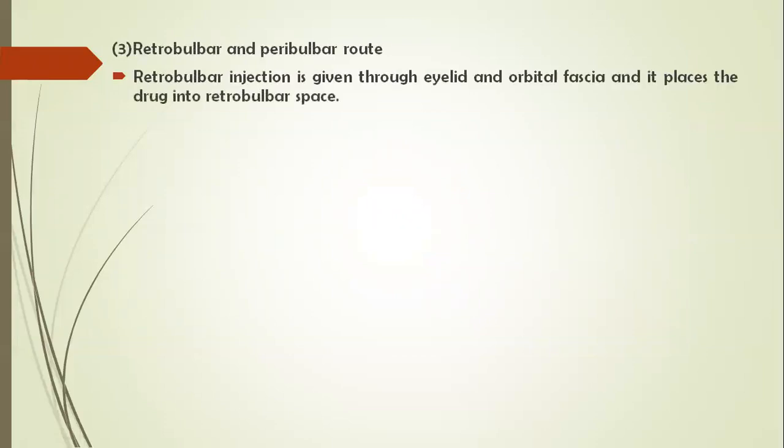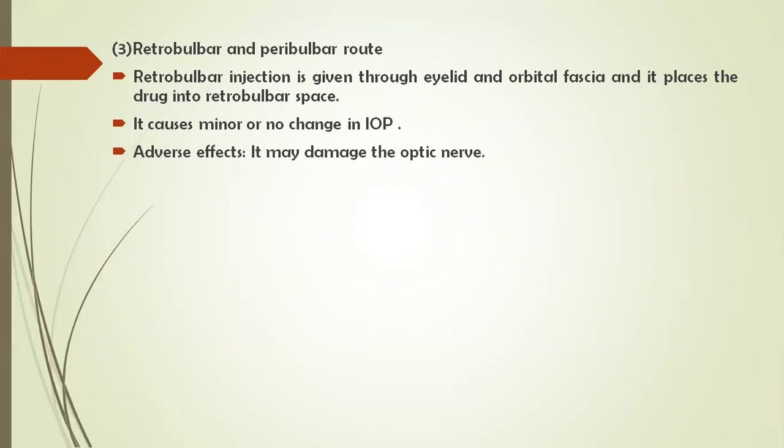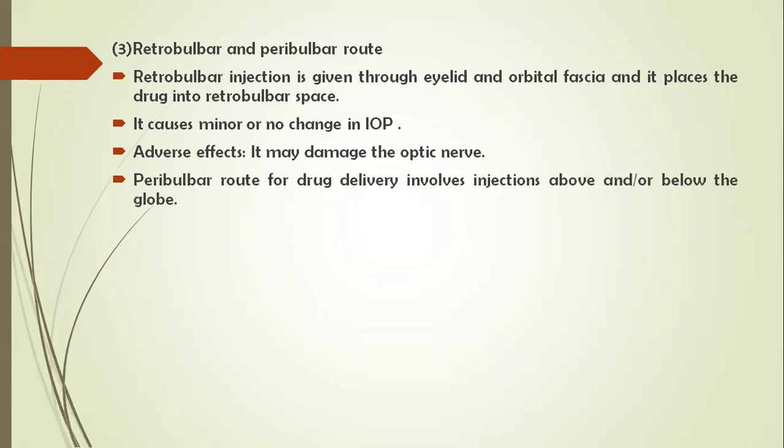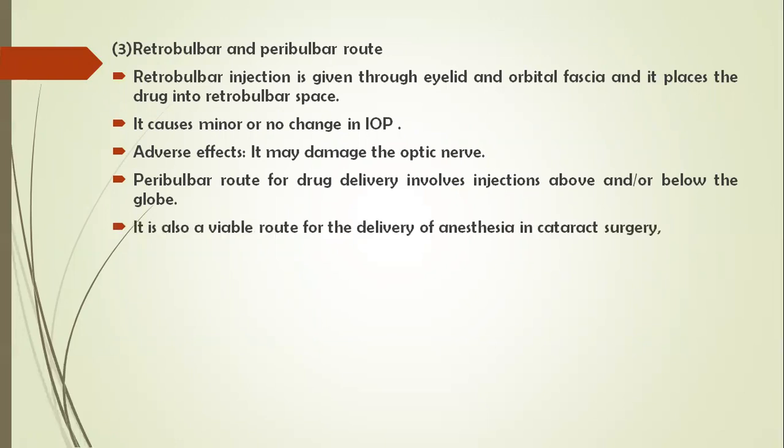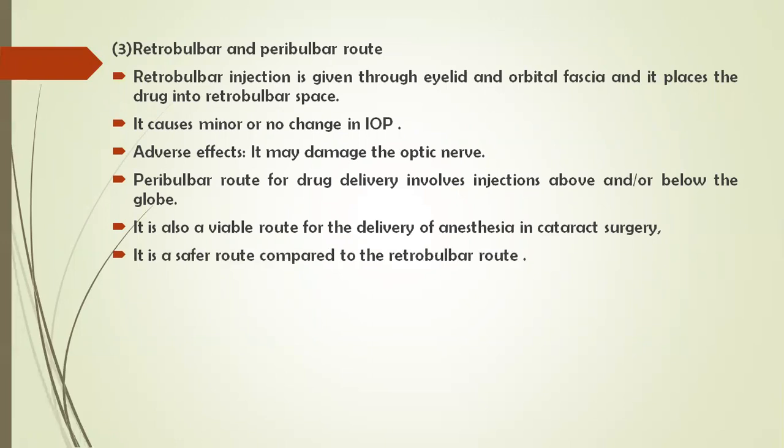Retrobulbar and peribulbar route is given through the eyelid and orbital fascia, and it places the drug into the retrobulbar space. It causes minor or no change in the IOP. Adverse effect, it may damage the optic nerve. Peribulbar route involves injection above or below the globe. It is also a viable route for the delivery of anesthesia in cataract surgery. It is a safer route than the retrobulbar route, but rise in intraocular pressure has been reported.